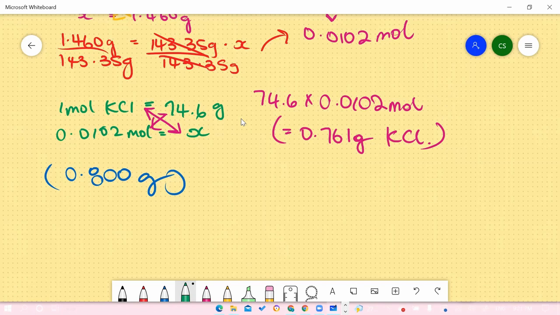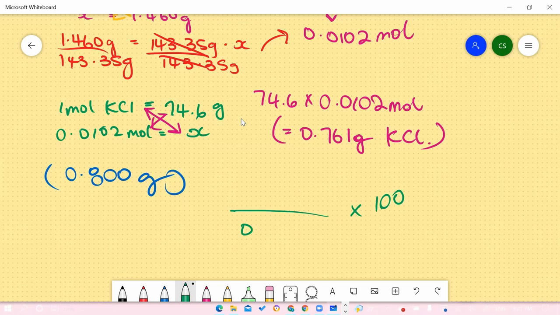Wait, you're breaking up. What would be the denominator? We already know we are multiplying by 100. The denominator would be 0.761. Why? Because it's the pure mass of KCl.